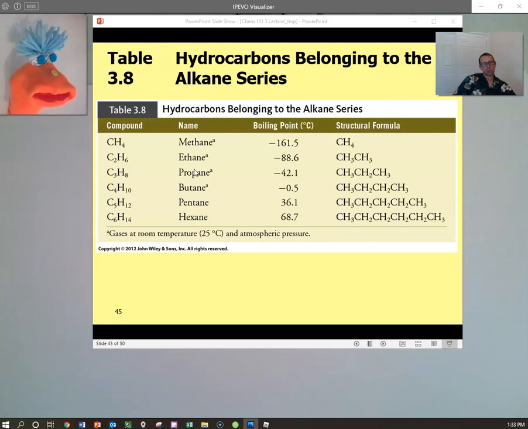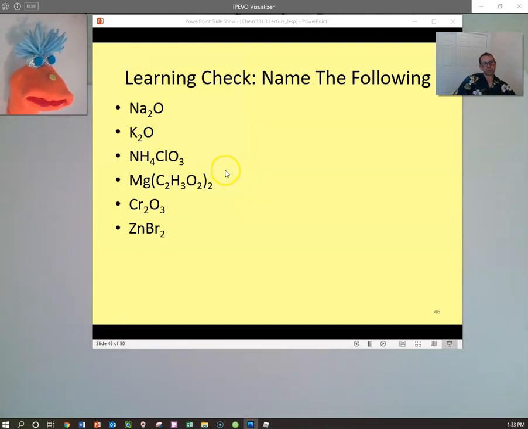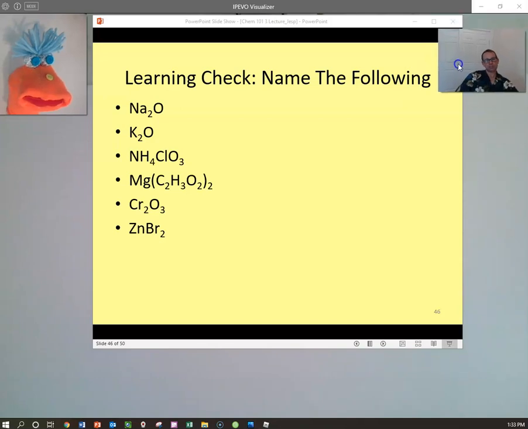But just a brief awareness, you'll see these names as we mentioned some common names like ethanol. I think you probably have heard of ethanol before, or isopropanol, right? Some common names. Okay, so let's see if we can name these compounds here.